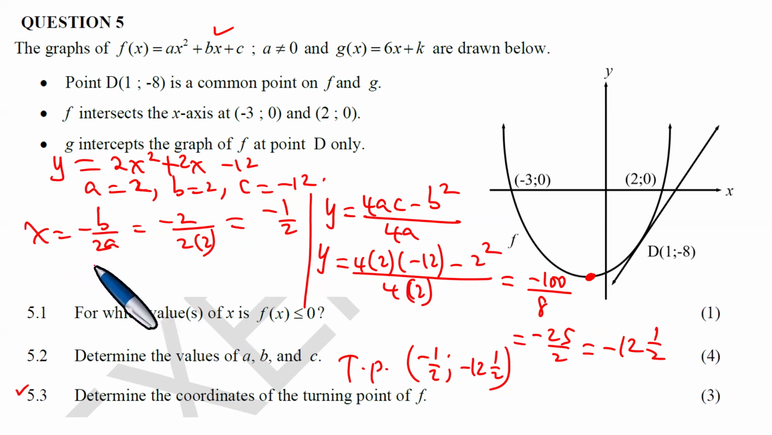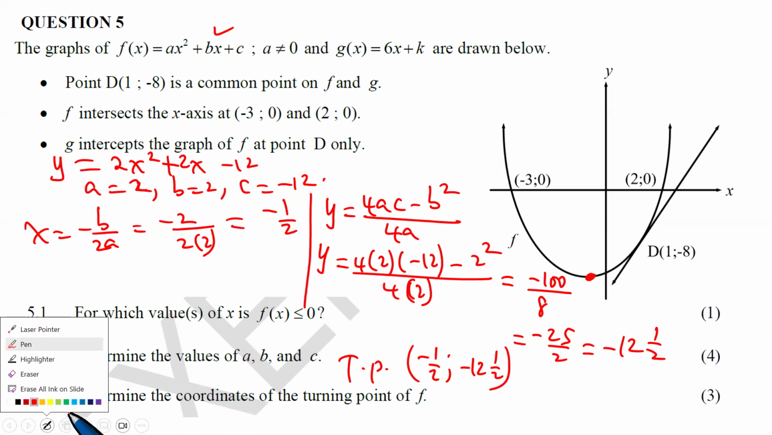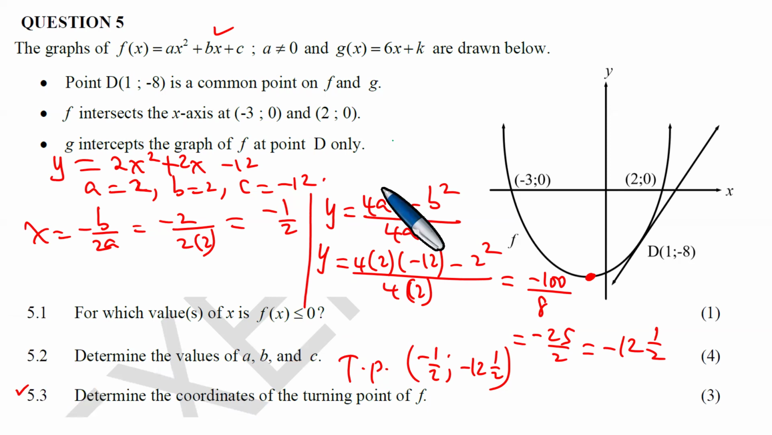x equals minus b over 2a for the turning point. I'm teaching these formulas. And the other one is y equals 4ac minus b squared over 4a, which is also the y coordinate of the turning point. Now, these are very important things that you need to take note of.